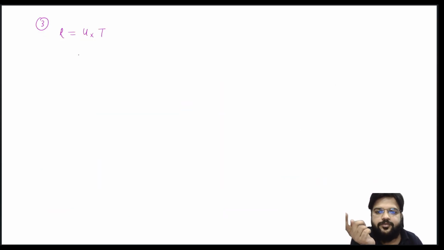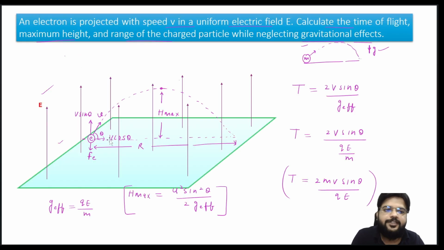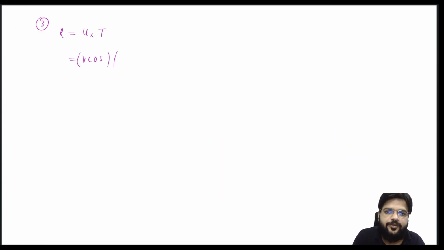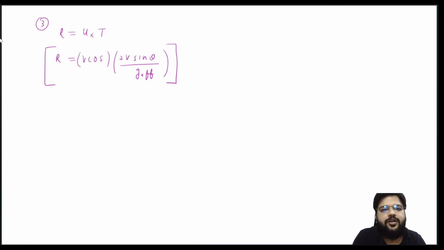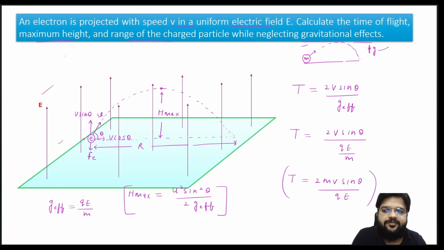So the horizontal velocity of this particle is v cos theta, and the time of flight we already know. Time of flight is equal to 2v sin theta by g effective. So we will multiply with this value, 2v sin theta by g effective, and then we will get the range. Here we have only one difference: we are putting the g effective value, and g effective is equal to qE by m.